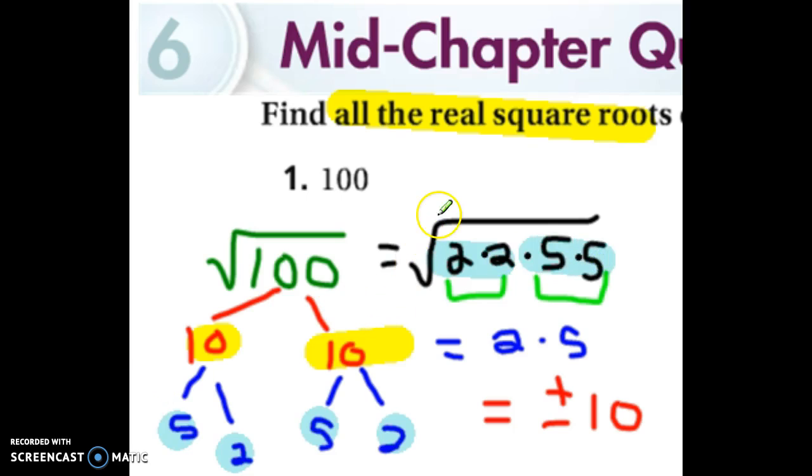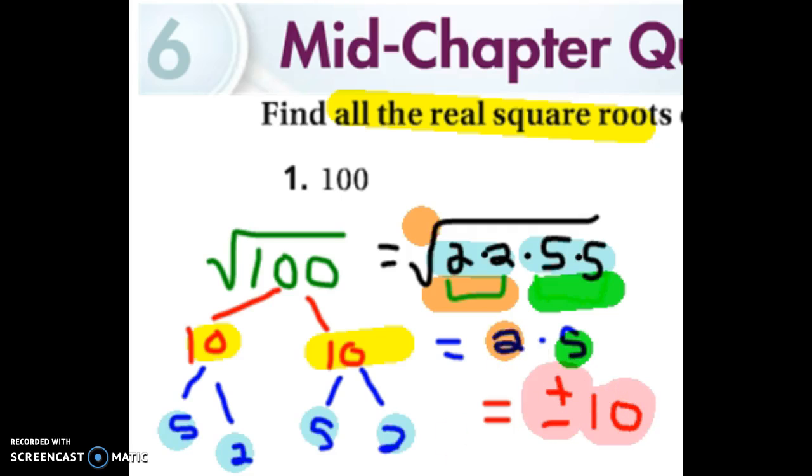My index is 2 because it's not shown, so I'm going to take out sets of 2. So that's how I got 2. I take out this set of 5's, that's how I got 5. And this says all the roots. So 2 times 5 is 10, and then I get plus or minus.